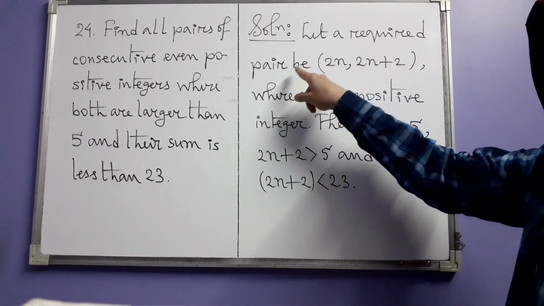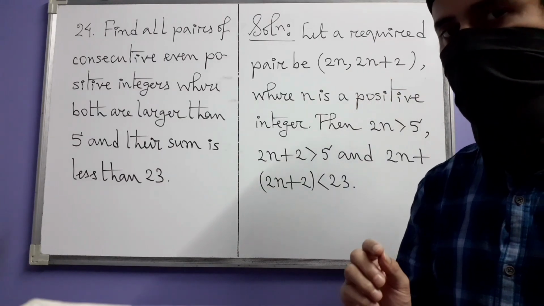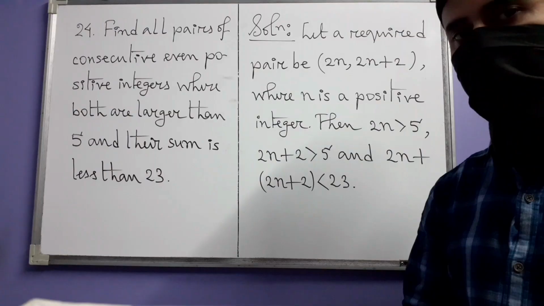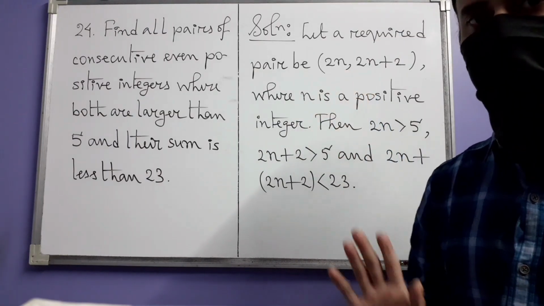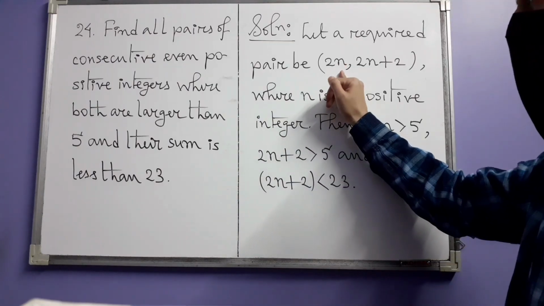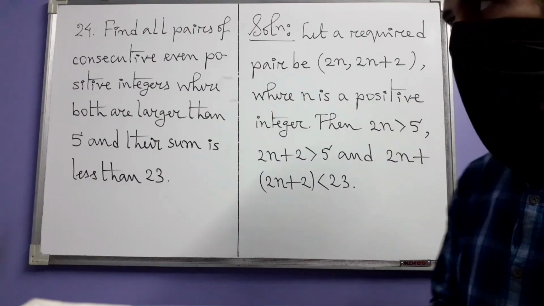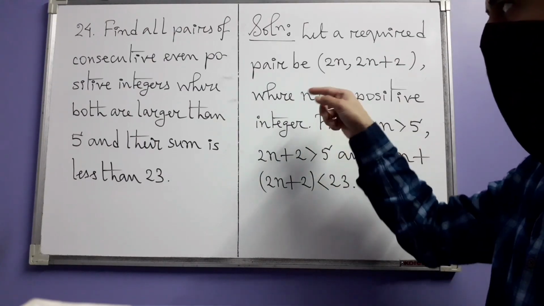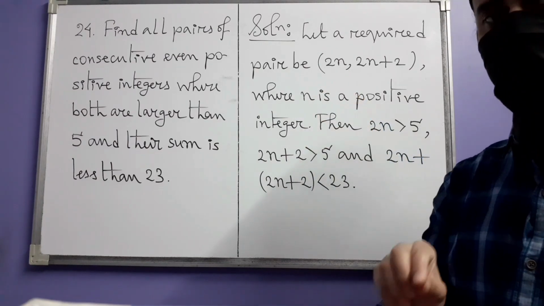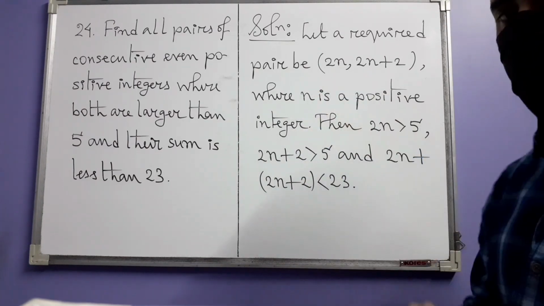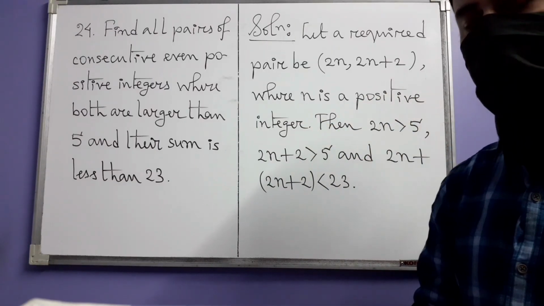This time let a required pair be 2n, 2n plus 2. Because the numbers have to be even, so they have to both be divisible by 2. So they will normally be of this form, 2 times some integer. Let one of the numbers be 2n, then the next consecutive even one is 2n plus 2. But what is n? The numbers also have to be positive. This time you cannot start with the value n equal to 0, because then 2n would be 0, that is not positive. So n itself has to be a positive integer.